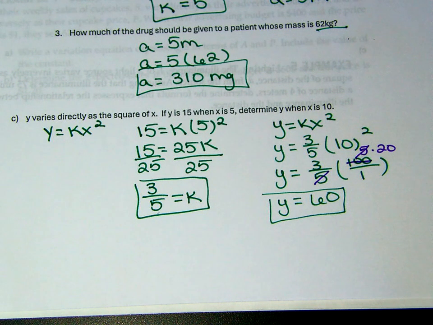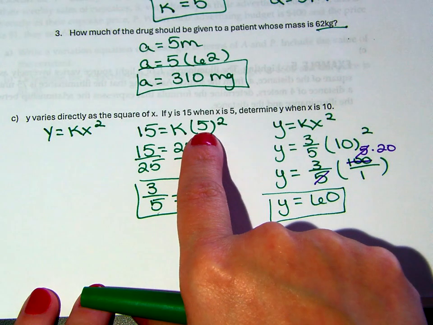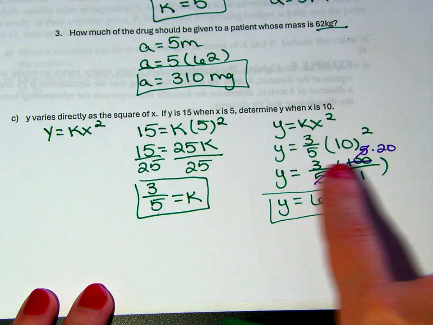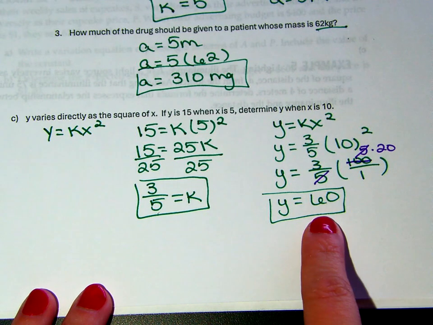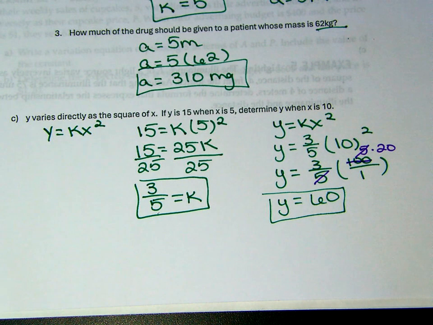So these are very direct variations. And we see that because when we had x is 5, our y was 15. When x was 10, our y is 60. They both went up at the same rate. And that rate was 3/5 here. Above, they both went up at the same rate as well.